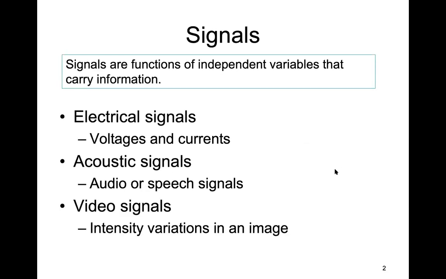So if you remember, we have discussed that signals are functions of independent variables. They carry information, and we have discussed several types of signals like acoustic signals, electrical signals, or video signals, images. So all of these have different aspects in them, right? They may show our speech, they may show our, let's say, images, or they may indicate the voltages that we are measuring from a sensor.